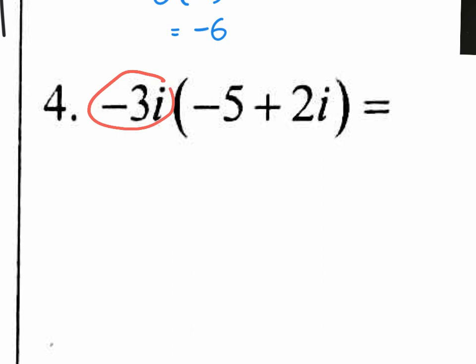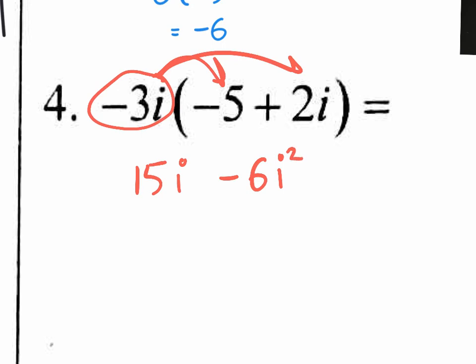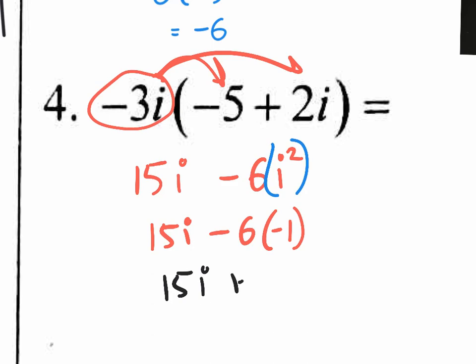Let's distribute negative 3i times negative 5. Positive 15 with an I, correct? Okay, and then negative 3i times positive 2i. Negative 6i squared. Whenever you hear those words, I squared, something should go off in your head and think, hey, I squared equals negative 1. So let's replace it. I have the 15i, I have the minus 6, but I have a times negative 1. So what do I really have? I have 15i plus 6.